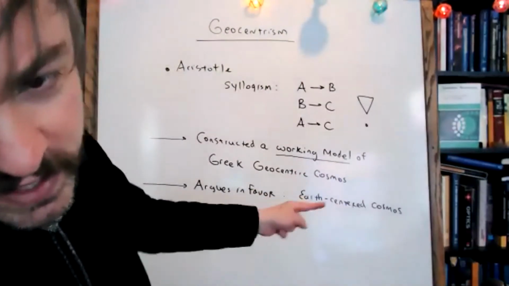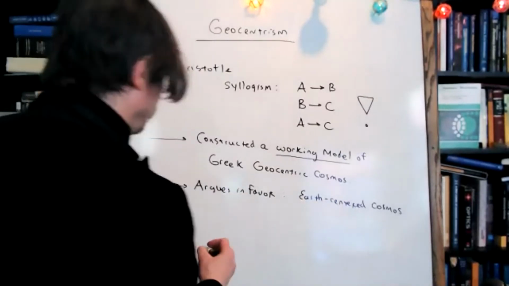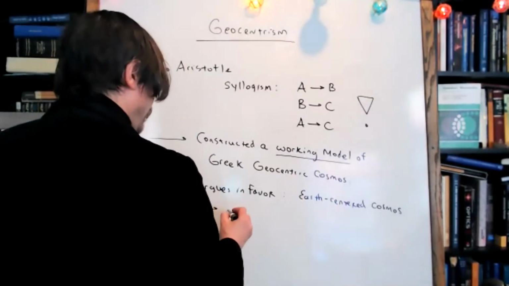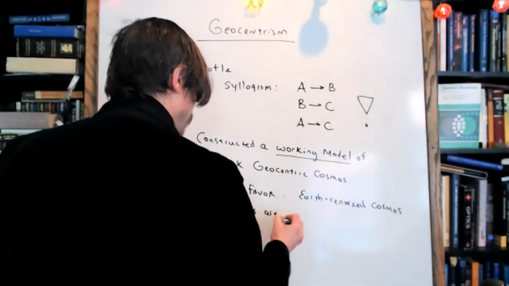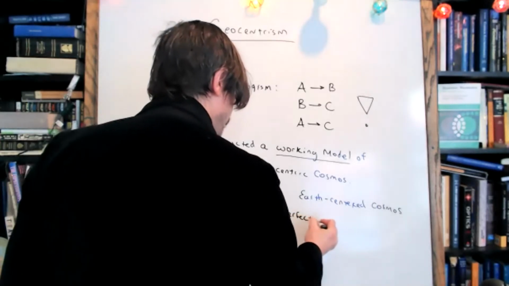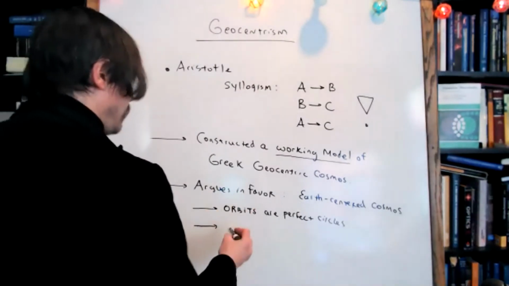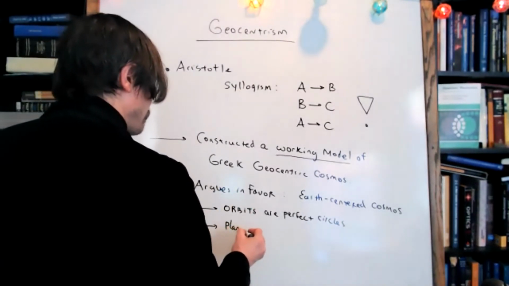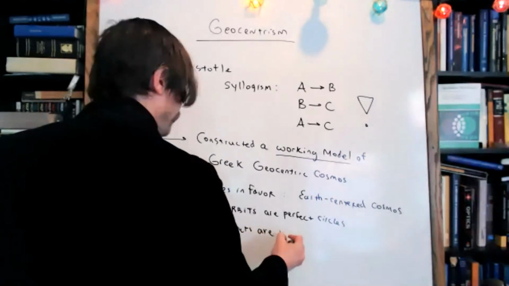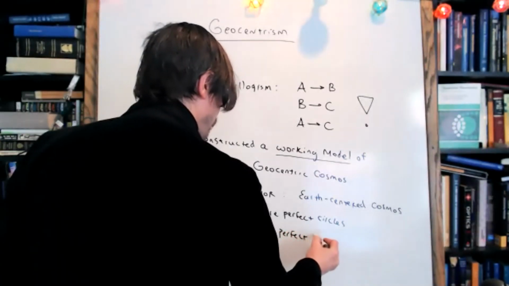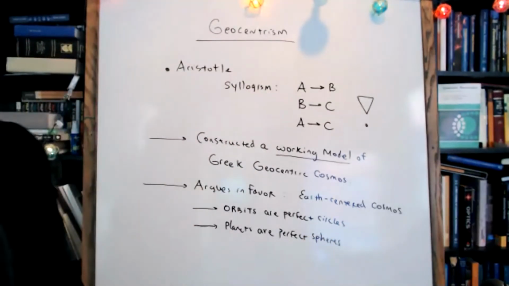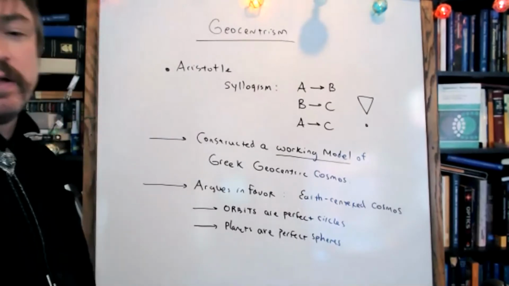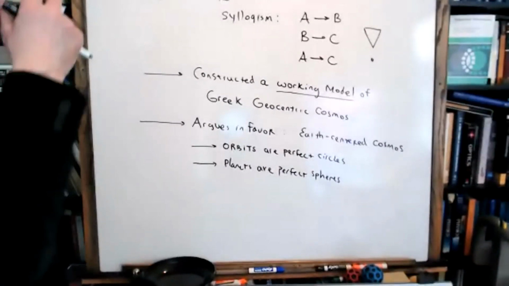Aristotle argues that Earth needs to be the center of the cosmos, the primary center, and that in addition, like Plato said, the orbits of planets are perfect circles. This is something he learned from Plato, and that, like Plato said as well, the planets are perfect spheres. And I'm going to go over some of his arguments in a moment because they were pretty sophisticated. But for now, something I want to tell you about is the epicycle.